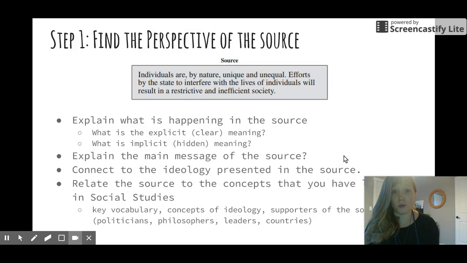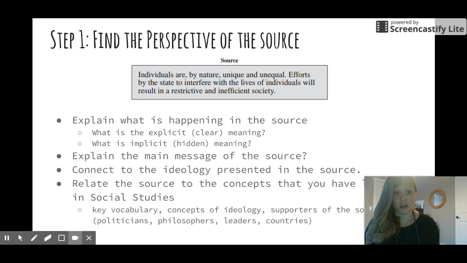Now that we went through what it is and what it looks like, let's go through the steps on how to write a successful position paper. Step one is you need to find the perspective of the source. Here we can see that it is: individuals are by nature unique and unequal. Efforts by the state to interfere with the lives of individuals will result in a restrictive and inefficient society.